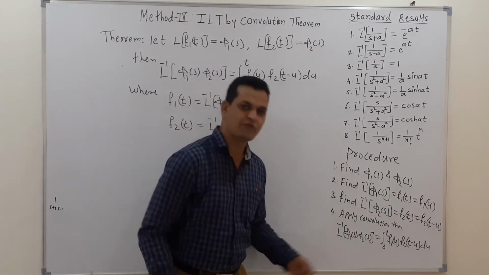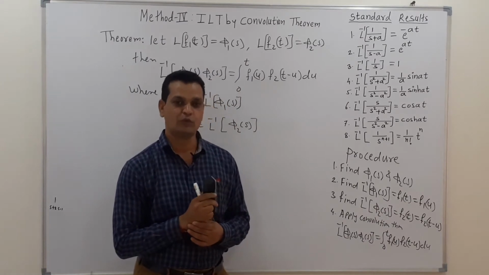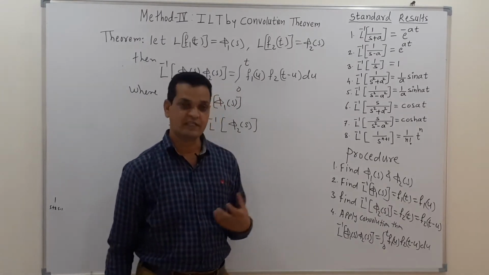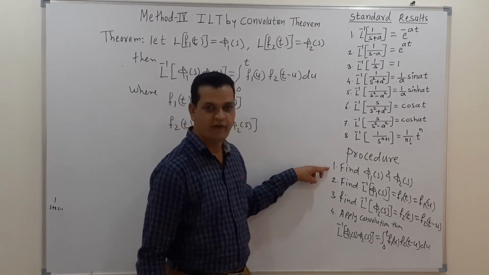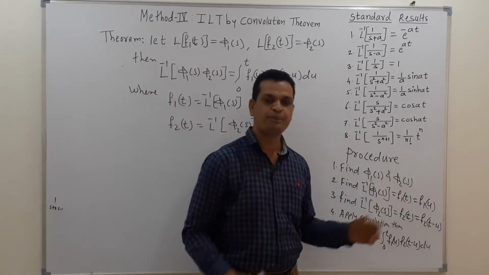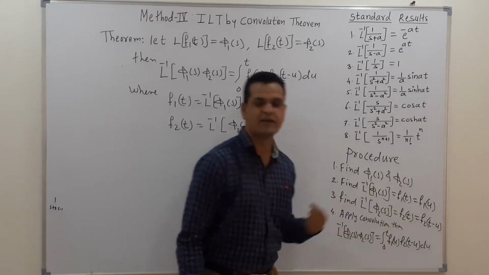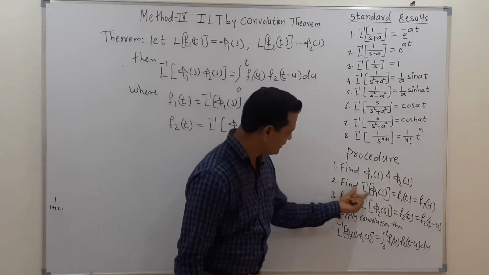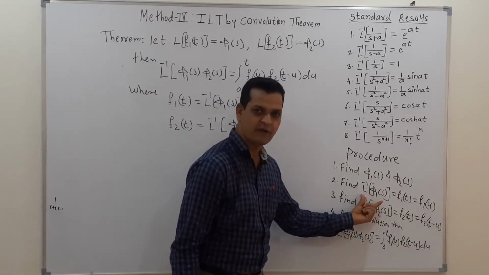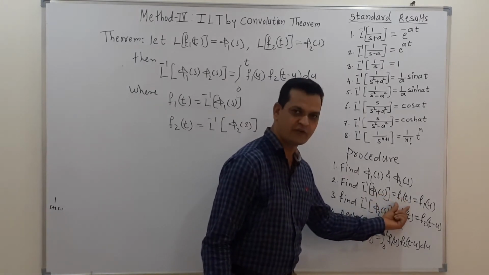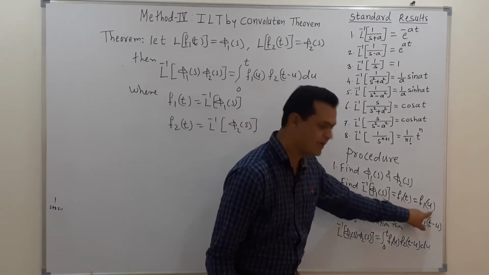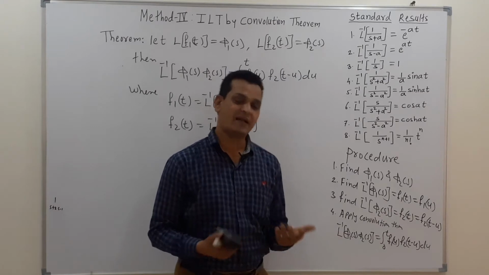So this is the process for solving the example based on the convolution theorem for finding the inverse Laplace transformation. First step is to find two values, phi 1 and phi 2, that is, split the given function into two parts. First phi 1, second called phi 2. Then first find out the inverse Laplace transformation of phi 1 and call this f1 of t, and replace this t by u. So variables are immaterial.